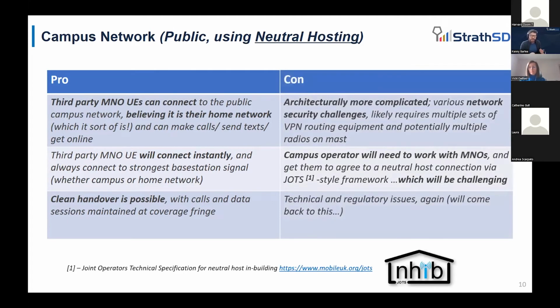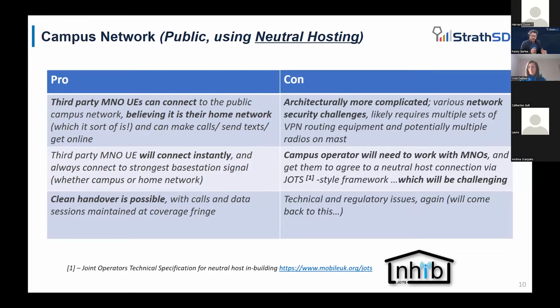Cons of this, it's architecturally quite a lot more complicated. And there's various network security challenges, which is something that the MNOs are always concerned about. It will likely require multiple sets of VPN routing equipment and potentially multiple radios on the mast if the operators are unwilling to let you share physical radios between multiple operators. The campus operator will need to work with the MNOs and get them to agree to this neutral hosting setup. And it will need to be via something which is kind of JOTS style.